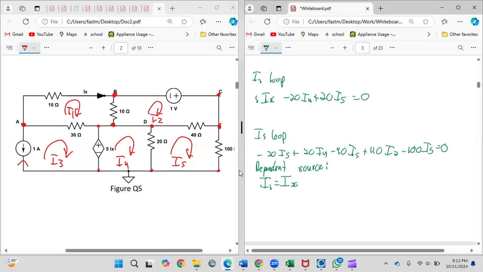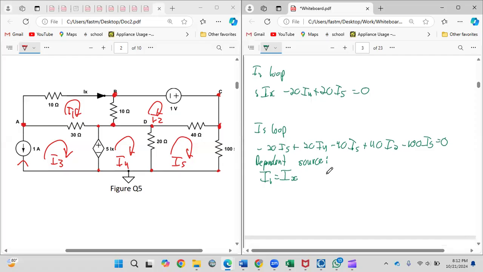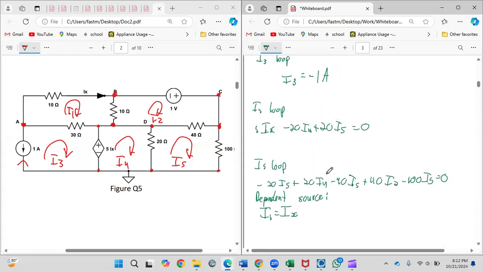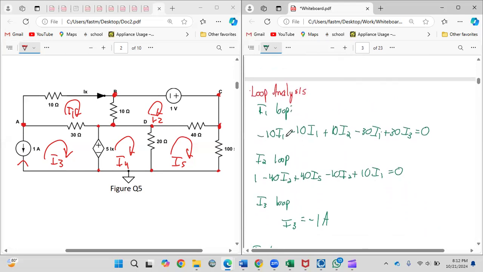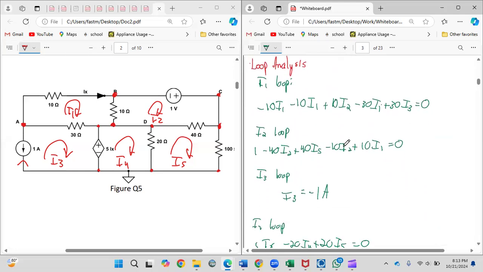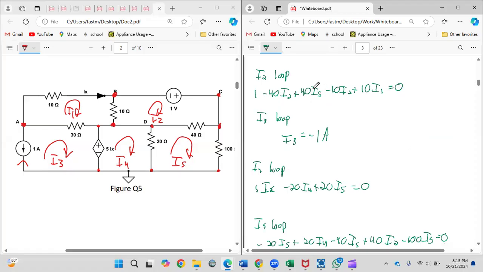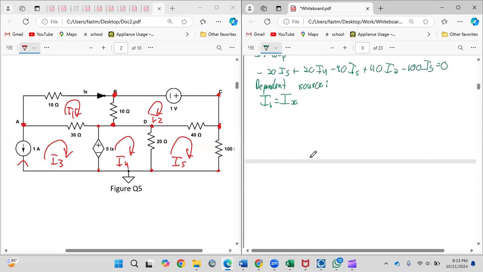Alright, if you have a voltage in a loop, that means you have to use IR. That's the same way you did it before. And that's that. What I didn't do here is simplify the equations. So group all your I1s, your I2s, your I3s together. Just group them together, make them look nice, and that'll be it.